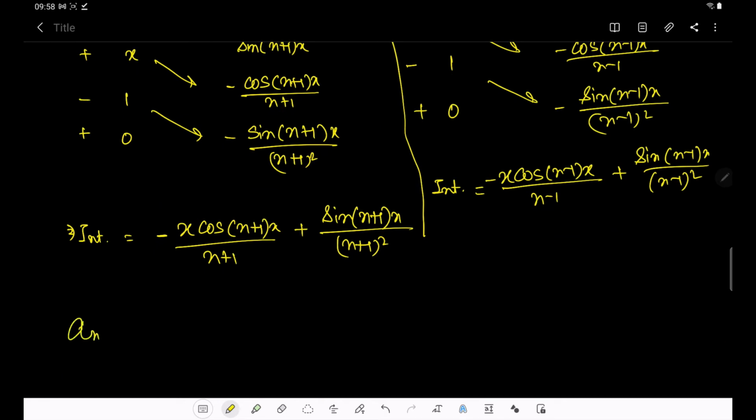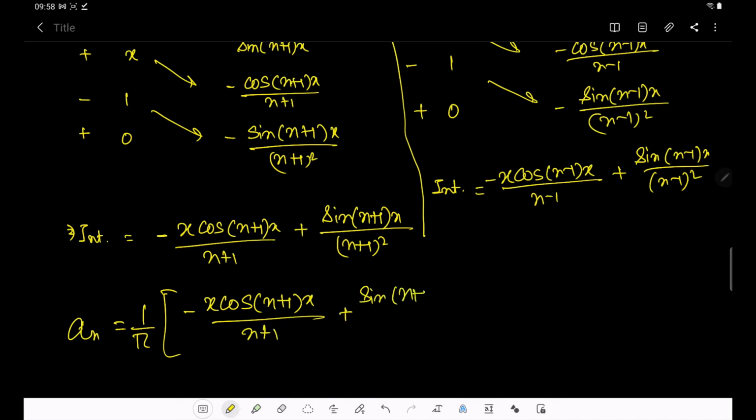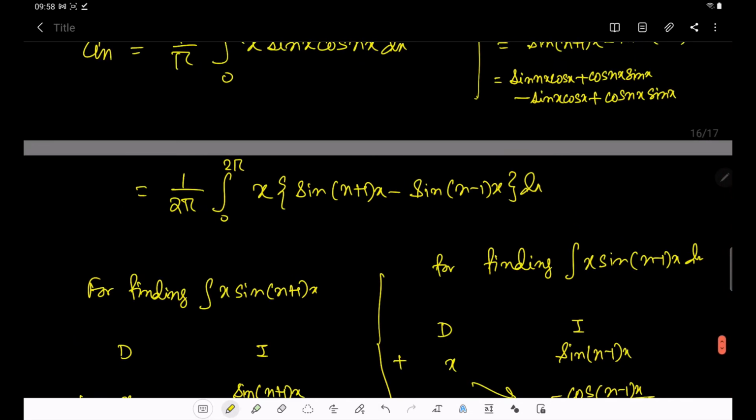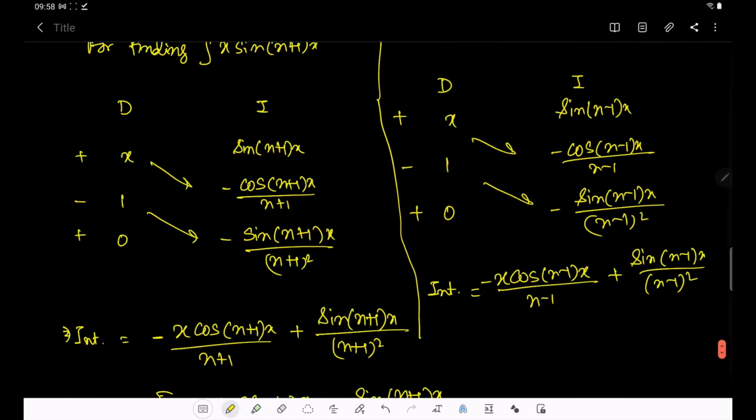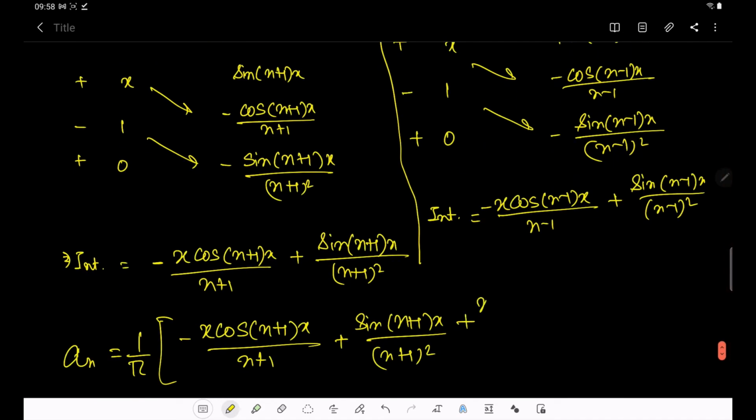So a_n is equal to 1 by pi, minus x cos of (n plus 1)x by (n plus 1) plus sine of (n plus 1)x by (n plus 1) whole square, and it was minus sign there. So we have to get it. So plus x cos of (n minus 1)x by (n minus 1), and it would be minus sine (n minus 1)x by (n minus 1) whole square, 0 to 2 pi.